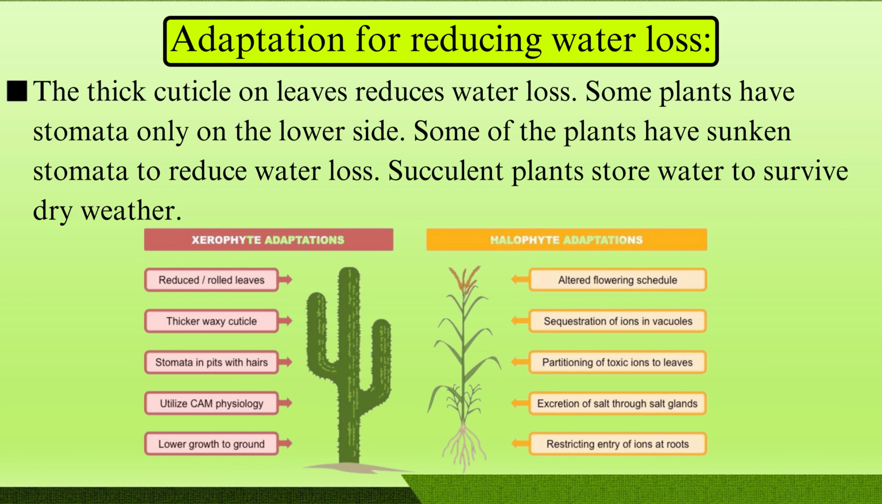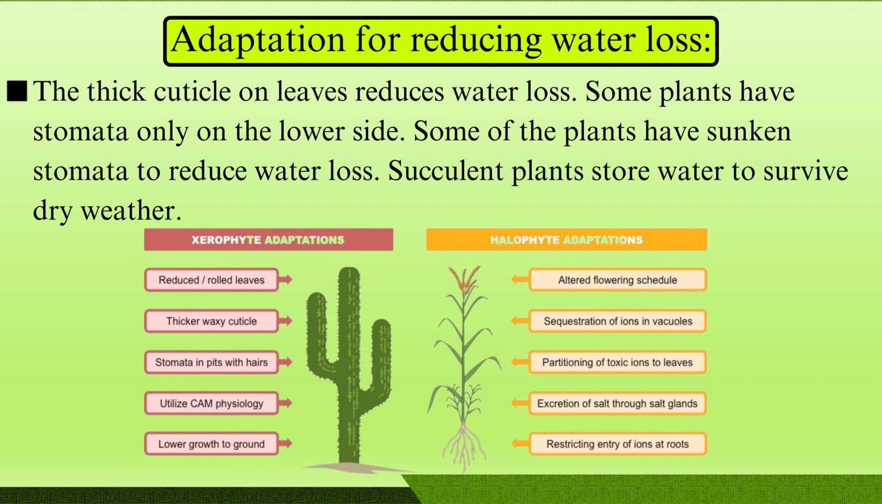Adaptation for reducing water loss. The thick cuticle on leaves reduces loss of water. Some plants have stomata only on the lower side. Some of the plants have sunken stomata to reduce water loss. Succulent plants store water to survive dry weather.